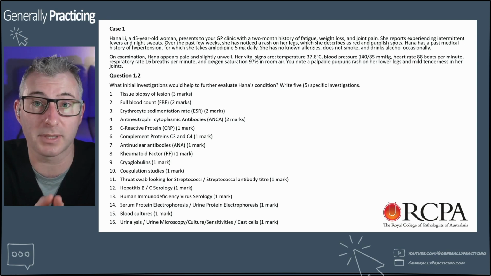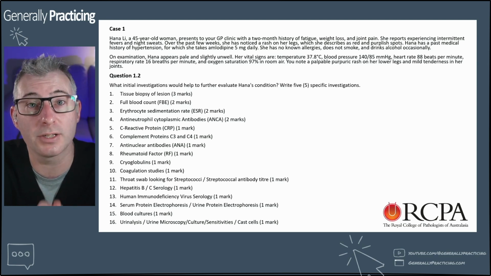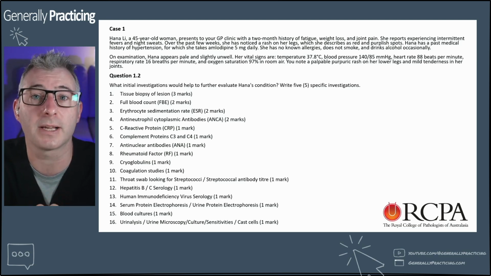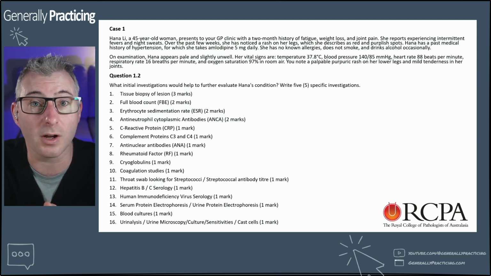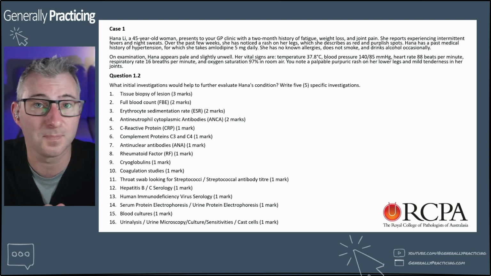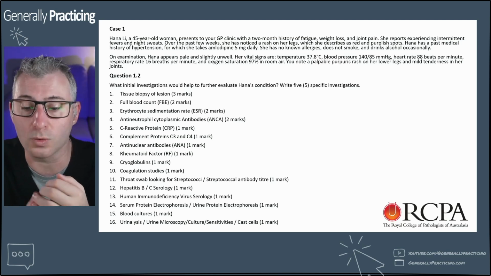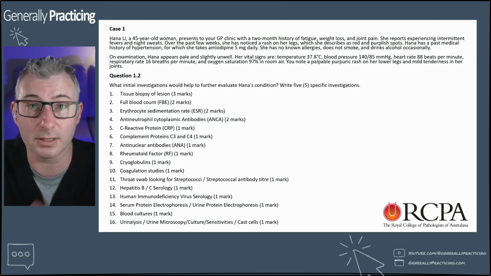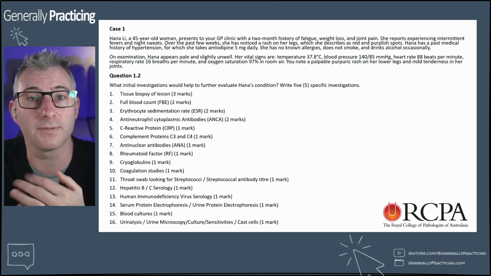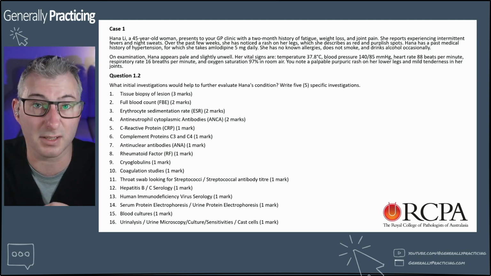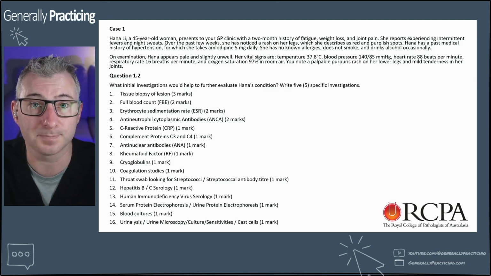One of the things, particularly with this time frame, you would be considering would be a tissue biopsy of the lesion. This is going to give you lots of information about the underlying etiology. So that would be very high on the list and worth lots of marks. Of course, you've got your full blood count. You'd be looking at both your platelets, given the nature of the rash, as well as your inflammatory markers, so white cell count, and your red blood cells as well, checking for any evidence of anemia.